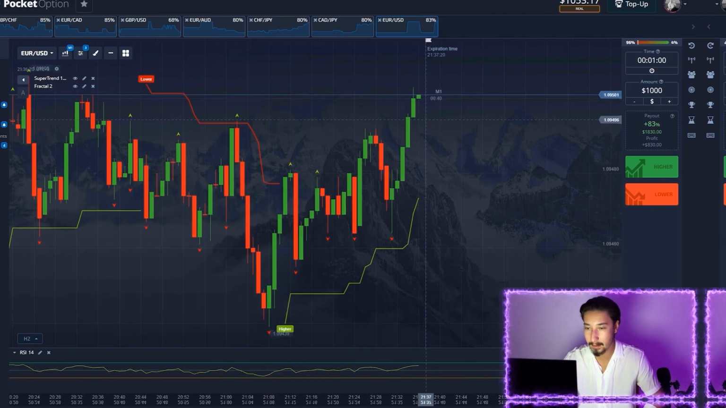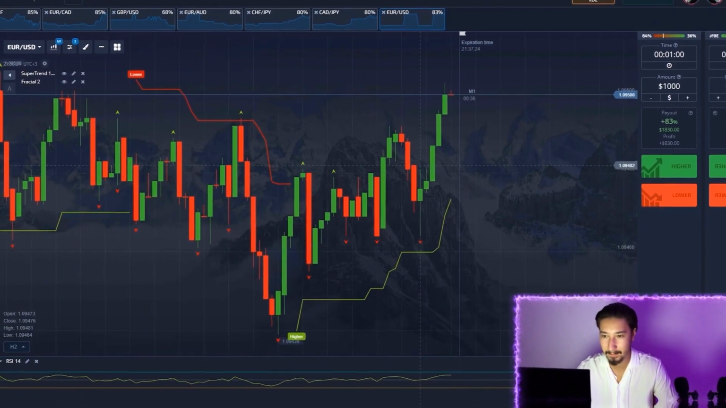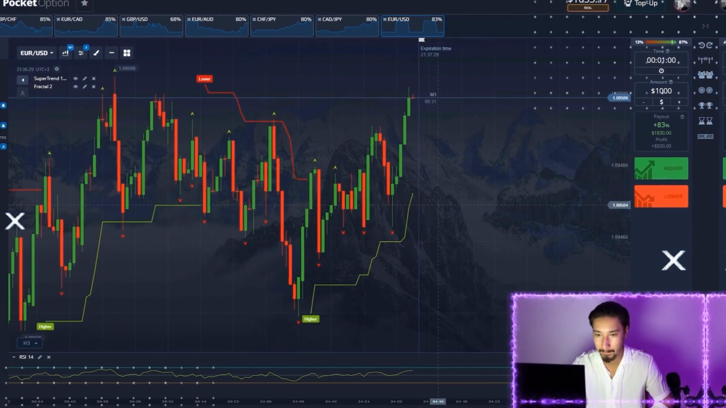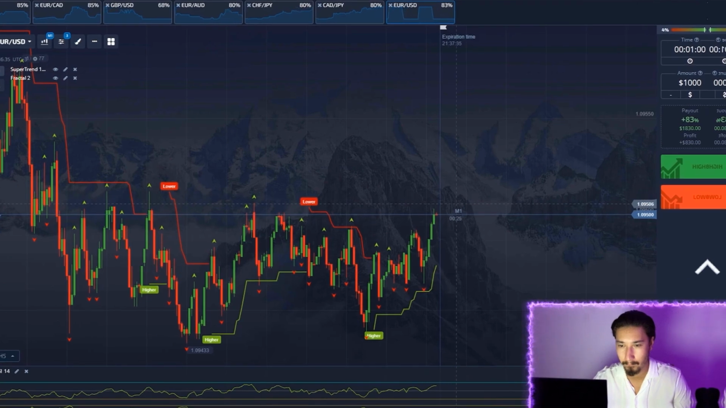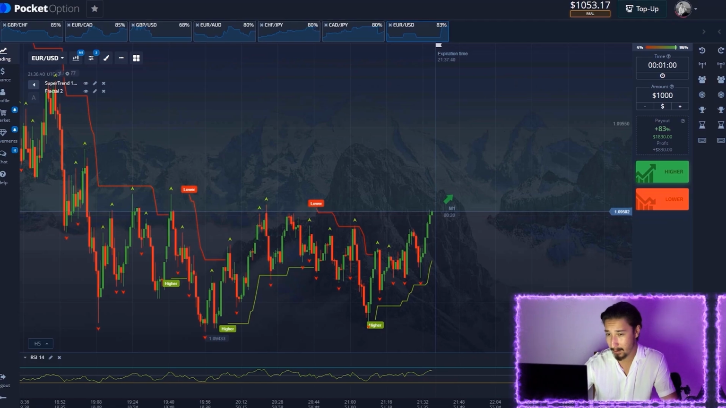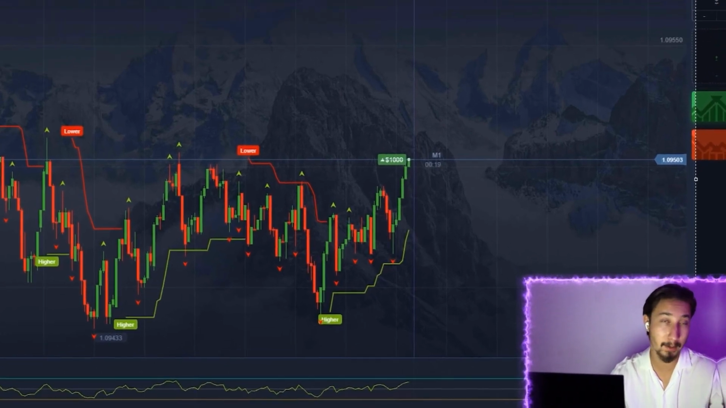Let's wait for the next candle. Too many seconds. Let's find another one. I see great potential for opening a long, guys. What do you think? Yeah, let's open long here. I think we're not mistaken.